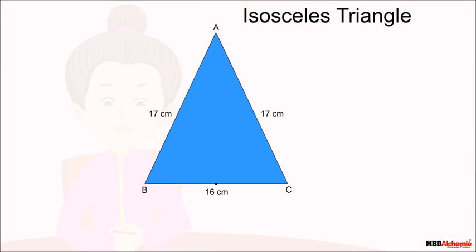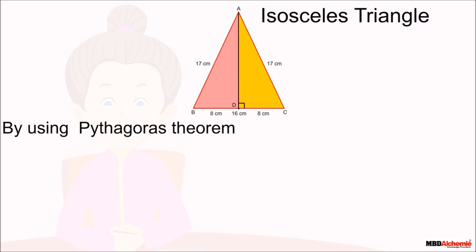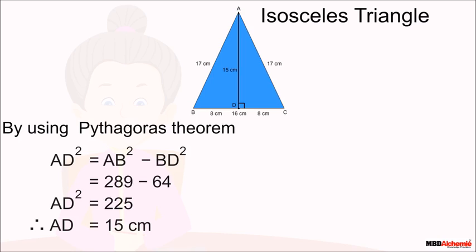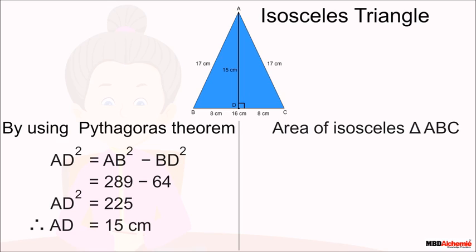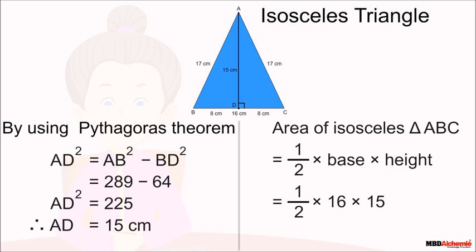Take the midpoint of the unequal side BC and mark it as D. As the length of BC is 16 centimeters, both BD and DC are equal to 8 centimeters. Join A and D. We know that the triangles formed, ADC and ADB, are right triangles. So, by using Pythagoras' theorem, we can find AD, that is 15 centimeters. Now, she easily finds the area of the isosceles triangle by applying the formula of half into base into height.